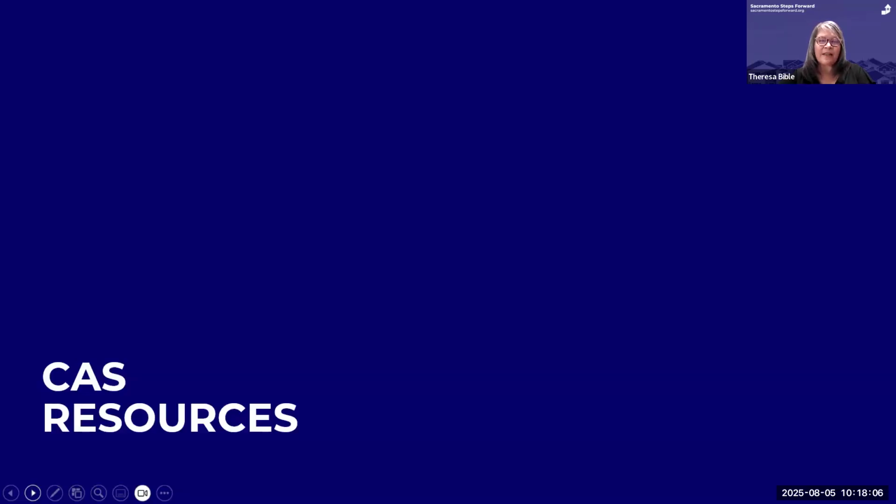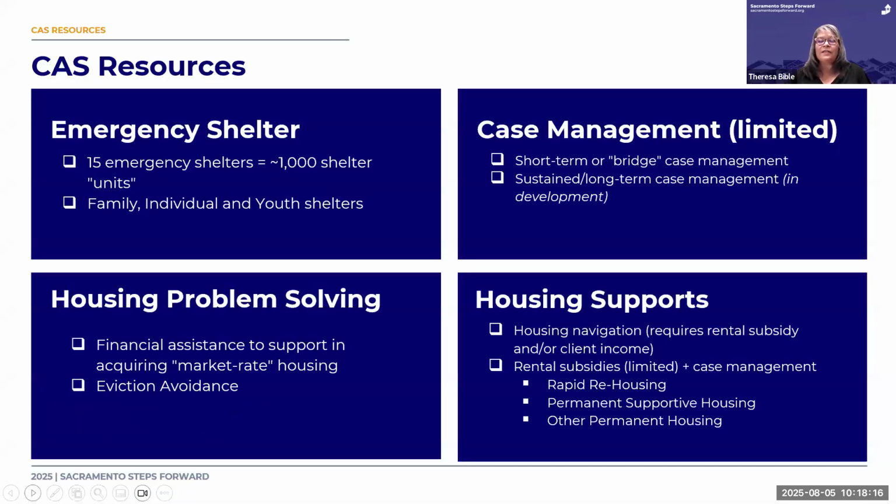So some of the resources as a CAS assessor are what we're going to go over in this section of the training. Next slide. Some of the resources that you have are emergency shelters. Currently in the CAS system, we have 15 emergency shelters with about 1,000 shelter units. We call them units because sometimes there's more than one bed in a room. We are able through these shelters to serve families, individual adults, and also youth.